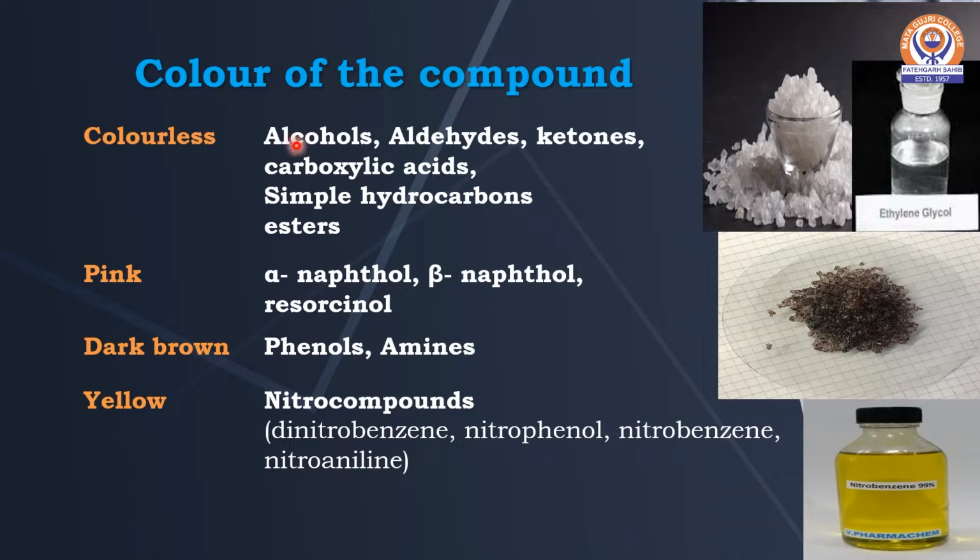Then we have the color of the compound. We have colorless compounds such as alcohols, aldehydes, ketones, carboxylic acids, simple hydrocarbons. As you can see, these, ethylene glycol, all these are colorless. Pink color is of alpha naphthol, beta naphthol and resorcinol. Dark brown color is of phenols, as you can see how phenols look like, and amines. Yellow color compounds are mainly nitro compounds such as nitrobenzene, dinitrobenzene, nitrophenols. As you can see, the nitrobenzene sample looks like this.